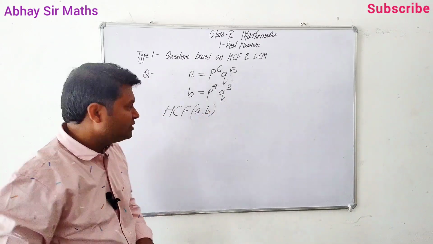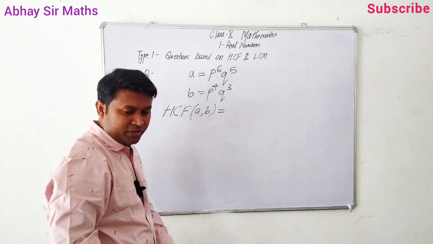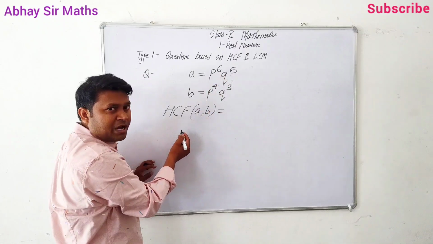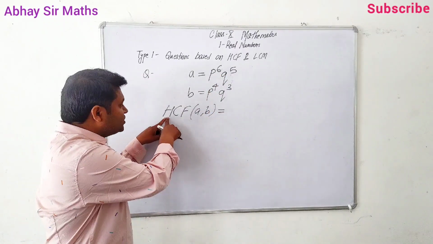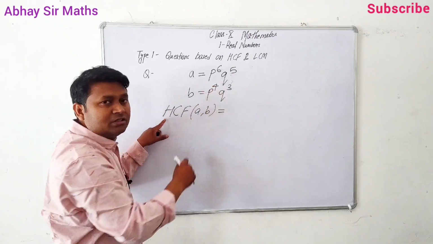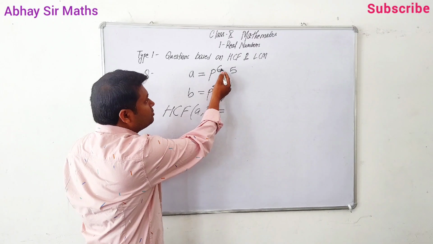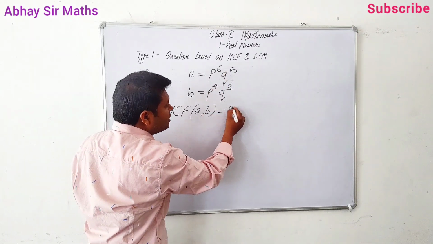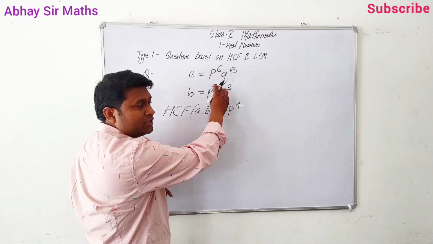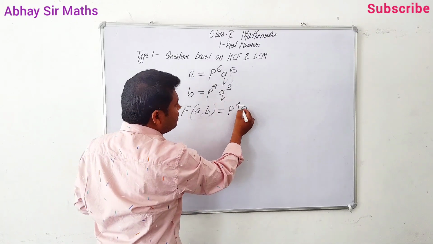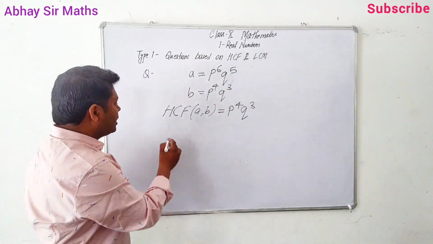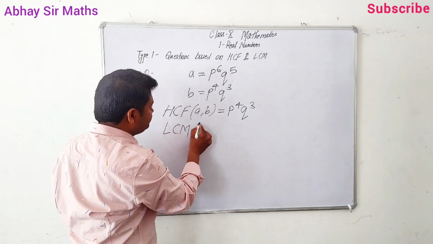In the last question, as we discussed, children, we need to select the lowest power, since it is HCF. H stands for highest, so we are going to select the lowest power. So P to the power 6, P to the power 4, lowest power is P to the power 4. Now let's look into Q. So lowest power is 3, so this is our HCF. It's very easy.